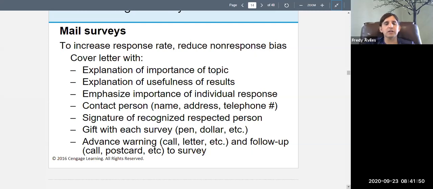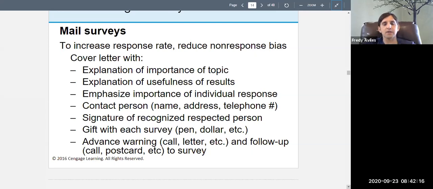A gift, you can include a gift with a survey. Here's a pen for you to fill out the survey, as a token of our appreciation. Or here's $1. Please fill out the survey. We're giving you something and now you give us a little bit of your time. Please fill out the survey and hand it in. Because when you give people something, they're more likely to give you something back. And in this case, what you want is for them to fill out that survey and send it back.